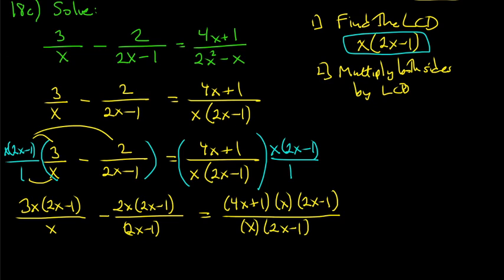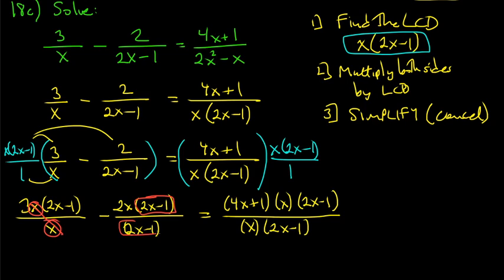The whole idea to multiplying by the LCD is to cancel the denominators, right? So now we just want to simplify. Everything should be factored already, so it's really just cancel. What can we cancel in the first fraction? We have x divided by x. They cancel. What about the second fraction? We have 2x minus 1 over 2x minus 1. We can cancel those, right? And on the right side, we have x divided by x. They cancel. And we have 2x minus 1 over 2x minus 1.